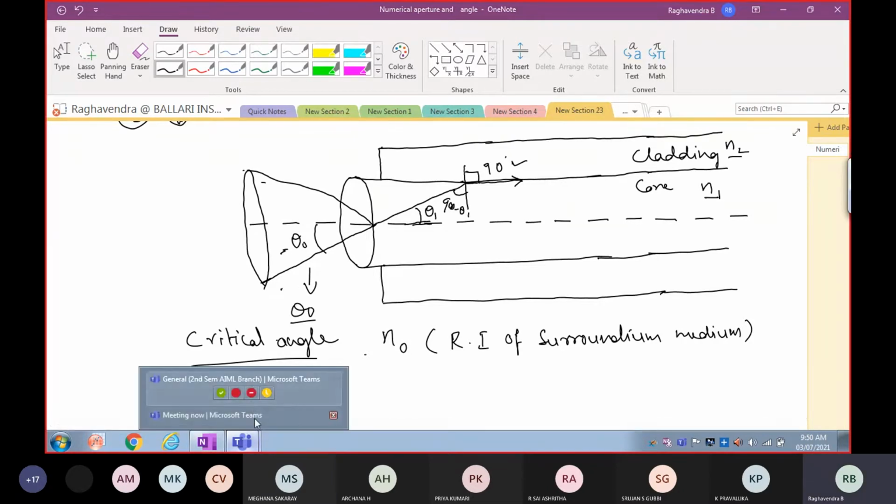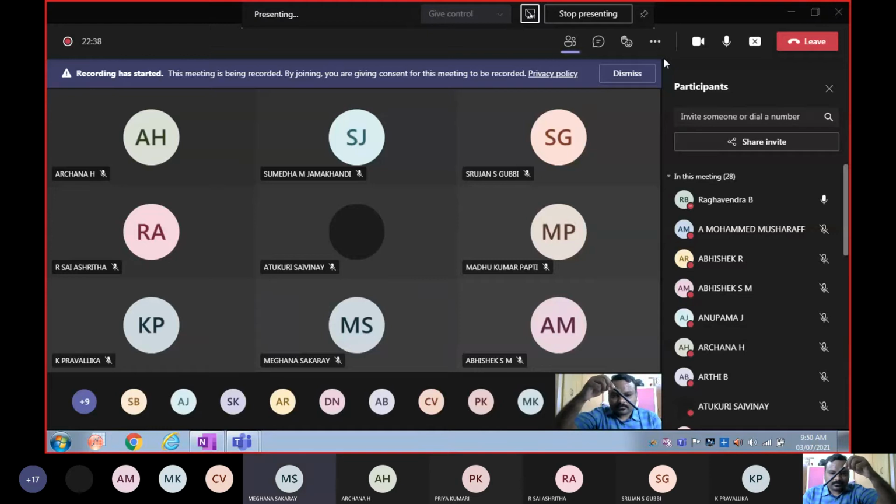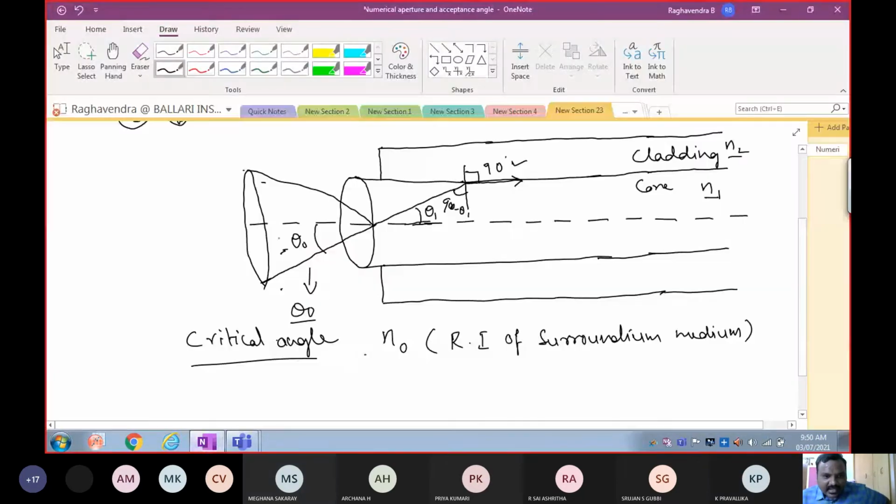You see here. Can you see this pen? Yes, sir. See, if this is the critical angle, and you rotate this critical angle through 360 degrees like this, you will get a cone. Yes or no? Yes, sir. Therefore, this cone is what we call the acceptance cone. This cone is what we call the acceptance cone.